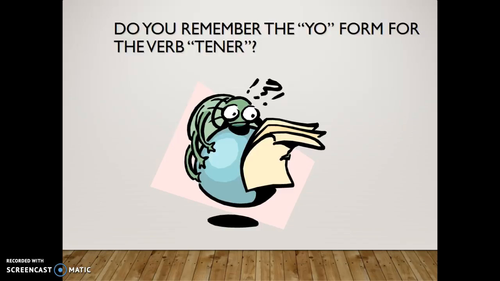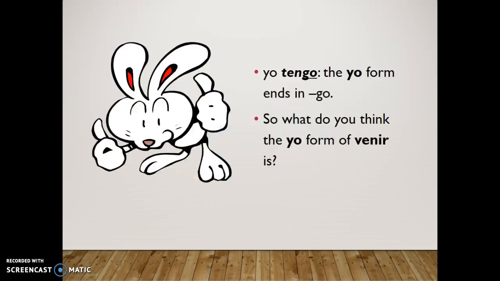Okay, so let's start. How do we form these when we conjugate them? Because they're somewhat irregular in the yo form. Well, let's start with tener. Do y'all remember the yo form for the verb tener, to have? It's yo tengo. Again, this is an example of a go verb. The yo form ends in go, right? Y'all see that?